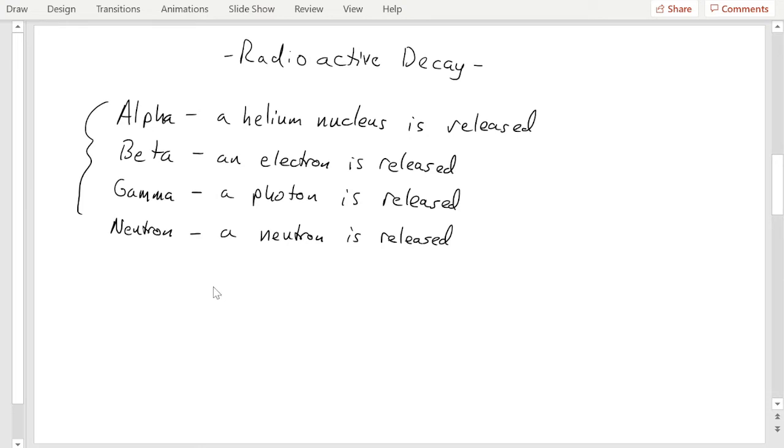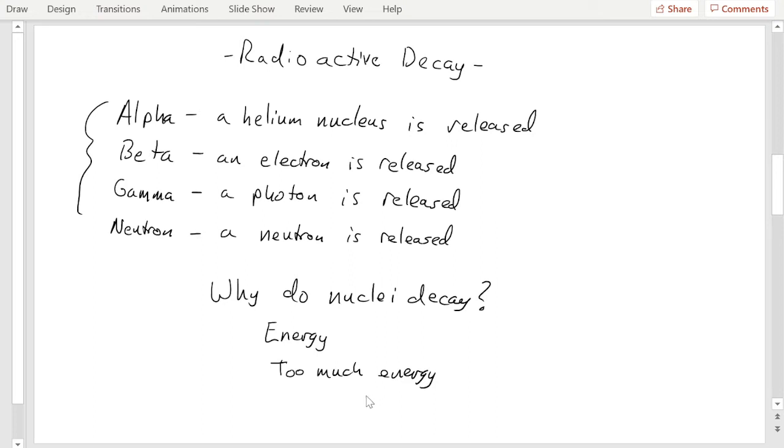The first question we want to ask is, why do nuclei decay? The simple answer lies in energy. If a nucleus is too energetic, this can lead to an unstable nucleus. There are a few different reasons that a nucleus can be unstable. We're not going to explore all of them in any detail.